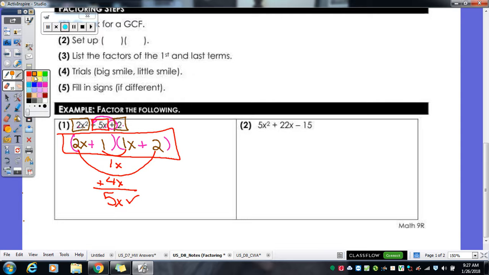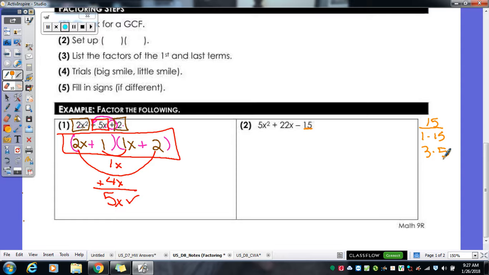That one we just happened to get it on the first one because it was a little easier. Your 2x and your 2, you don't really have many options. It's just 1 times 2. When you get to problems like number 2, it's a little more difficult because with 15, you could do 1 times 15, or you could use 3 times 5. You got a few more options for that one, which means you're probably going to have to guess and check a little bit more. So let's look through.